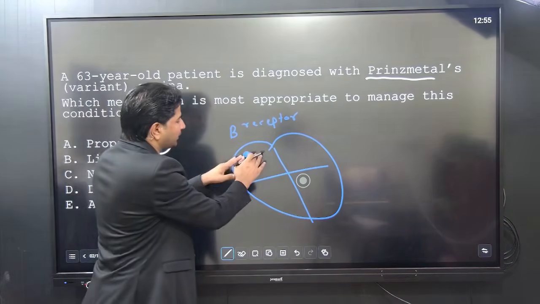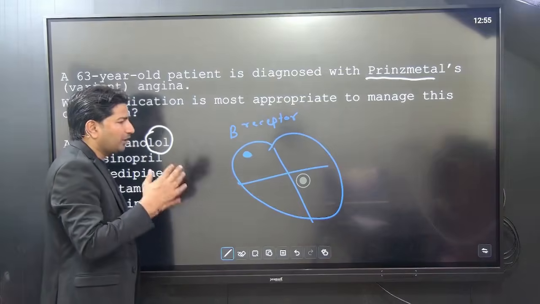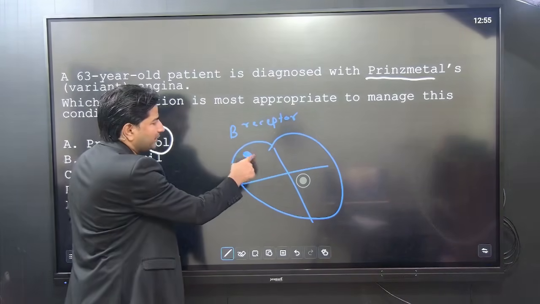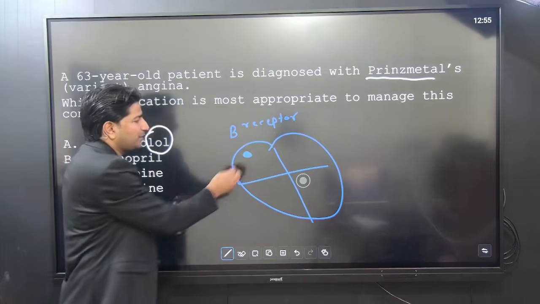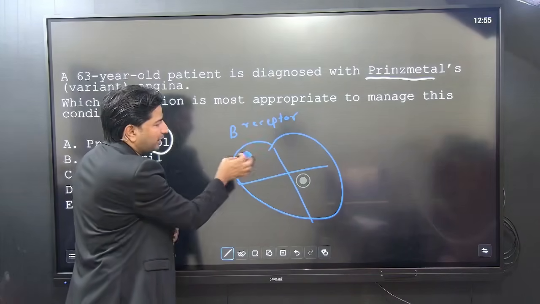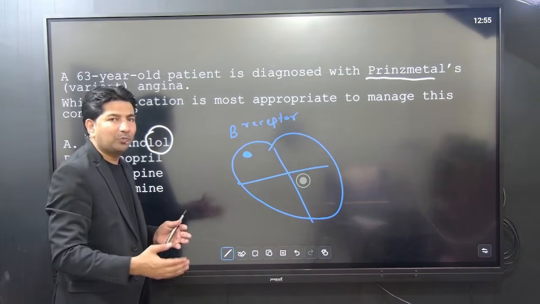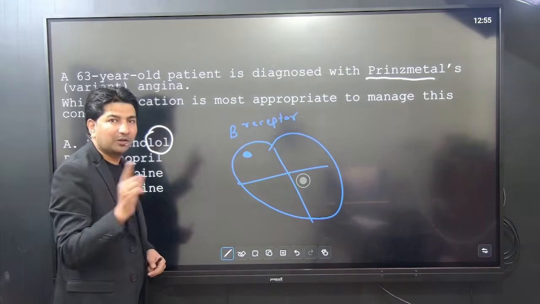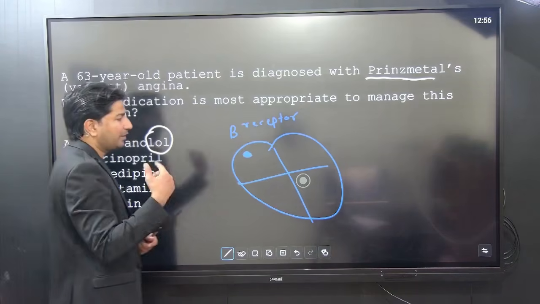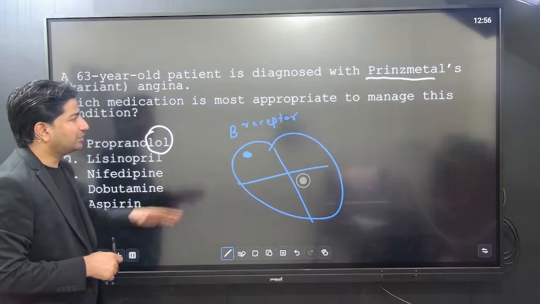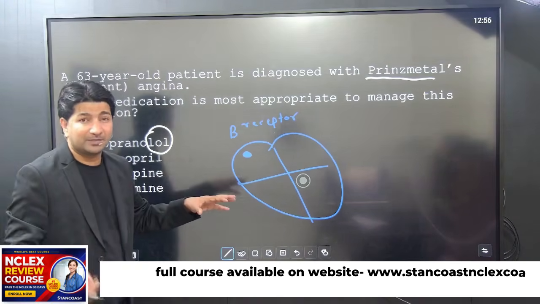And the beta receptors, the more active they are, the higher the heart rate will be. So the more active the beta receptors, the more impulses will be generated from this SA node. The more impulses generated, the higher the heart rate will be. The higher the heart rate, the more the heart has to work. This means the heart's workload will increase, which we don't want. We want the heart's workload to decrease in angina pectoris.